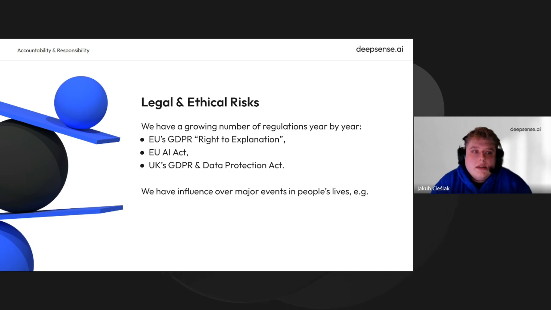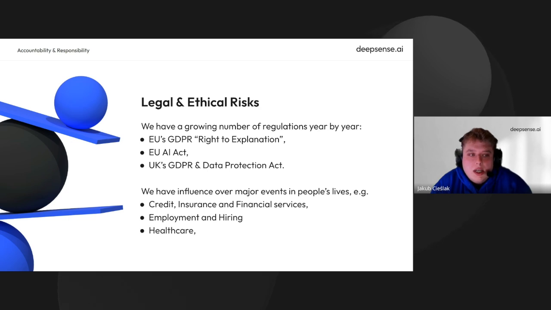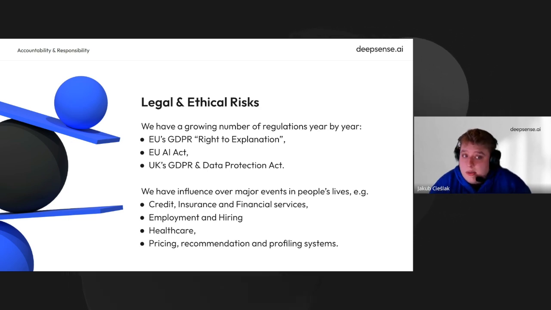And from an ethical standpoint, we do have influence over major events in people's lives. Mortgages, car loans, hiring and HR processes, healthcare, and others. These models aren't always about ROI or KPI metrics. Fairness and transparency matter just as much when predictions impact people's lives. And explaining predictions will enable us to detect unfairness issues, but you have to remember they are not used to solve them.